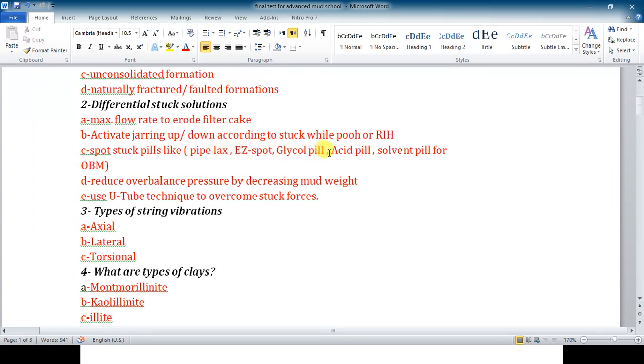the biblack pill, the easy spot pill, the glycol pill, the acid pill, and solvent pills for the oil based mud. And we have made a complete video about spotting pills, and you have to check it. Number D, reduce the overbalance pressure by decreasing the mud weight. Number E, use the U-tube technique to overcome the stuck forces, so that you can get rid of the differential stuck.